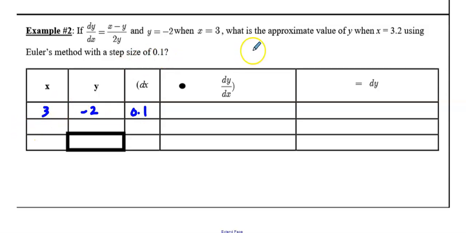And so I want to know x equals 3.2. So if I do 3 plus 0.1, it's going to be 3.1. And if I do another plus 0.1, I get 3.2. So this is more likely the question that you would see on any exam, is what's going on here. So what we're going to do is find what dy dx is with x equaling 3 and y equaling -2. So I'm going to do 3 minus a -2.